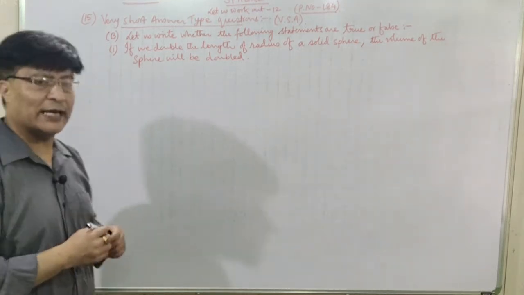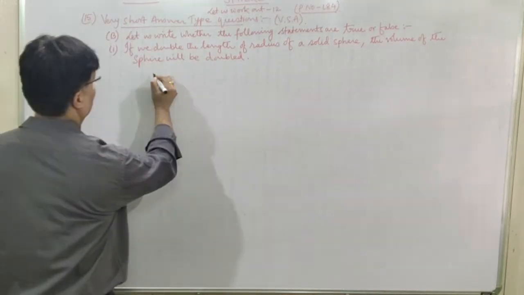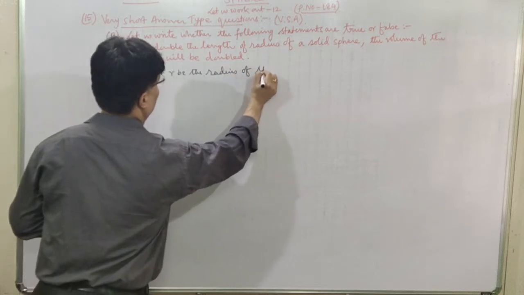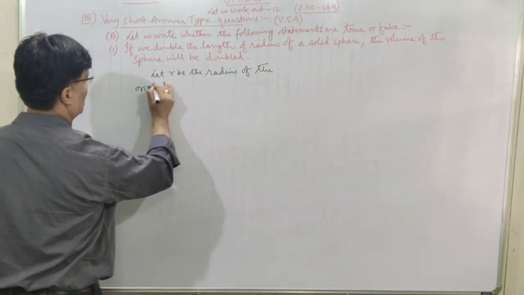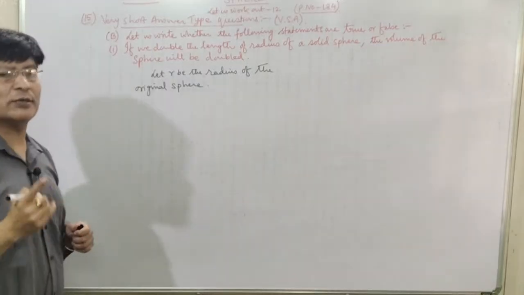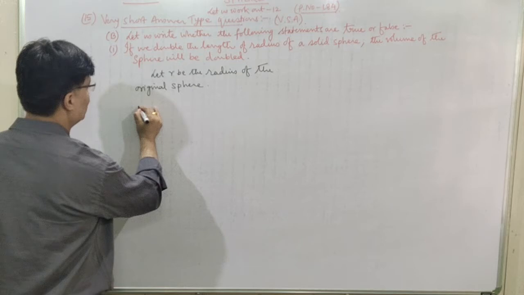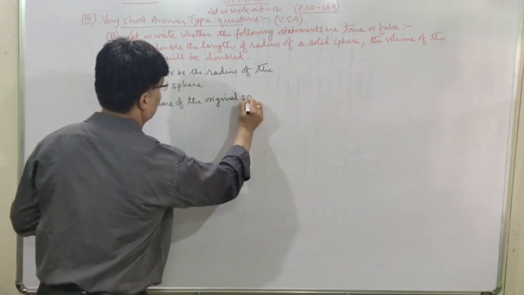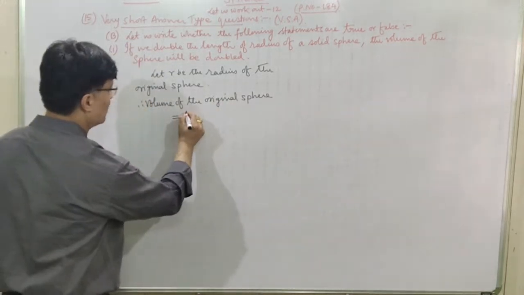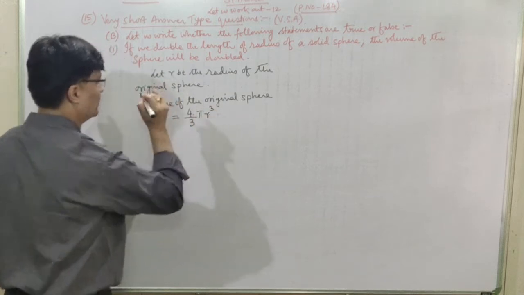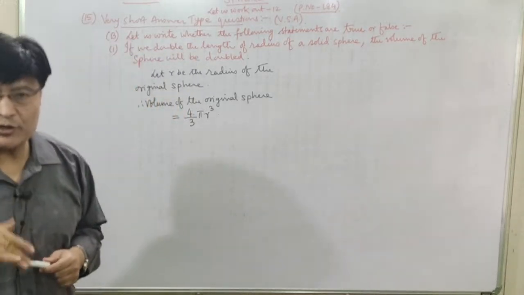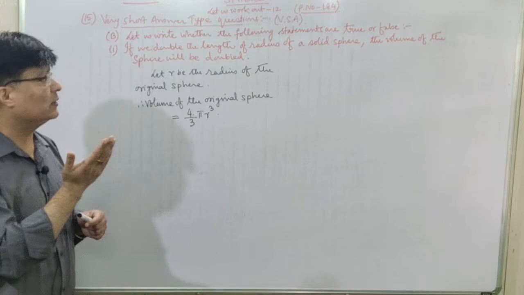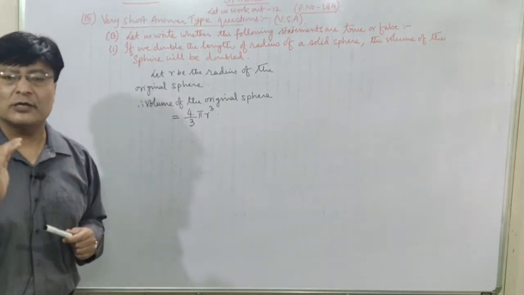Okay. So let us assume, let R be the radius of the original sphere. So what will be the volume of the original sphere now? Therefore, volume of the original sphere is equal to, what is the formula now? It is 4/3 pi r cube. Is that clear? Now, if we double the radius of the solid sphere, then you have to check whether the statement is correct or wrong. That is, the volume of the sphere will also be doubled. Whether the statement is true or false, you have to check it.